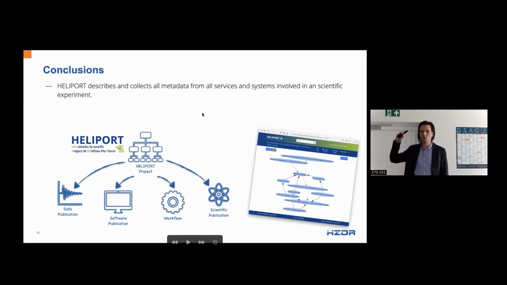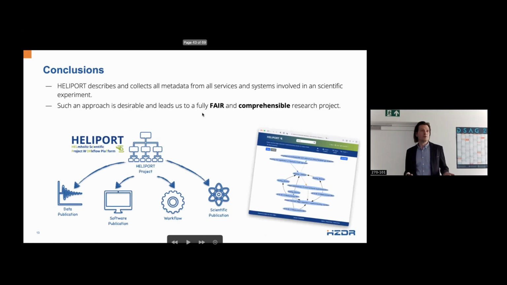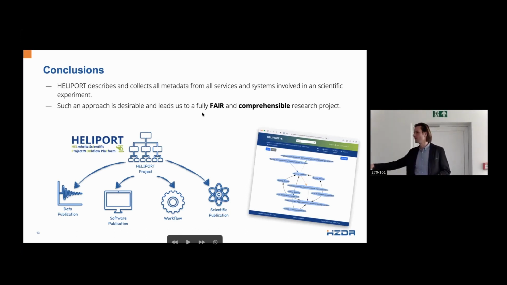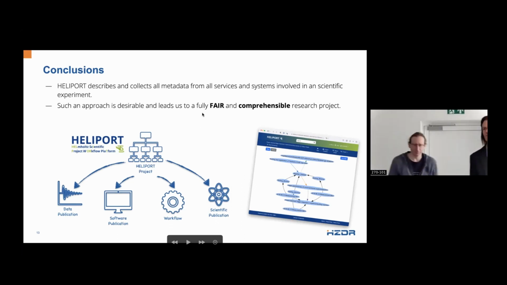What is HELIPORT from the project level, from the intention where we started to develop it? And the name HELIPORT is maybe a good choice, because it evokes a helicopter flying above everything and looking down on the research landscape and all involved systems. So that was the idea, and hopefully this leads us to a full, comprehensible, and FAIR research project. And now I will hand over to Stefan. I think questions after all three talks. So, Stefan.